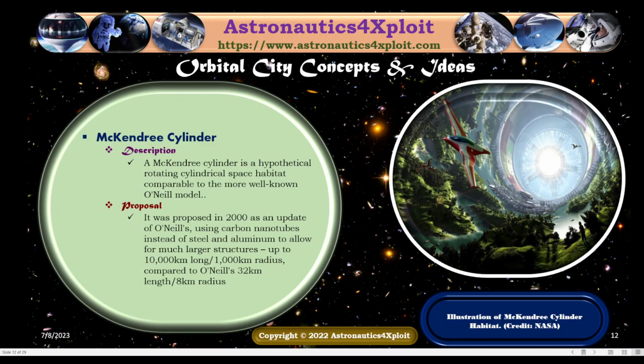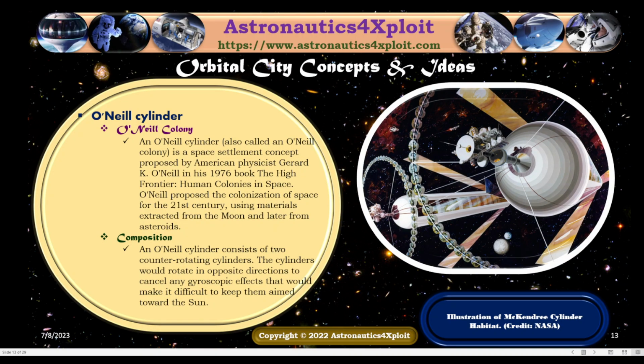McKendree cylinder is another orbital concept. A McKendree cylinder is a hypothetical rotating cylindrical space habitat comparable to the more well-known O'Neill model. It was proposed in 2000 as an update of O'Neill's, using carbon nanotubes instead of steel and aluminum to allow for much larger structures. The picture here shows an illustration of a McKendree cylinder habitat.